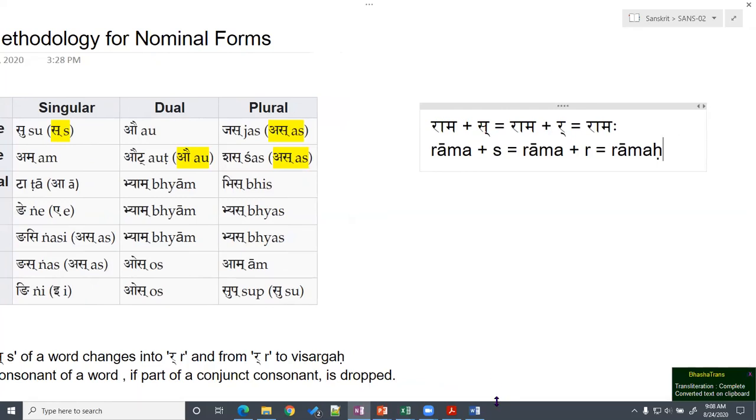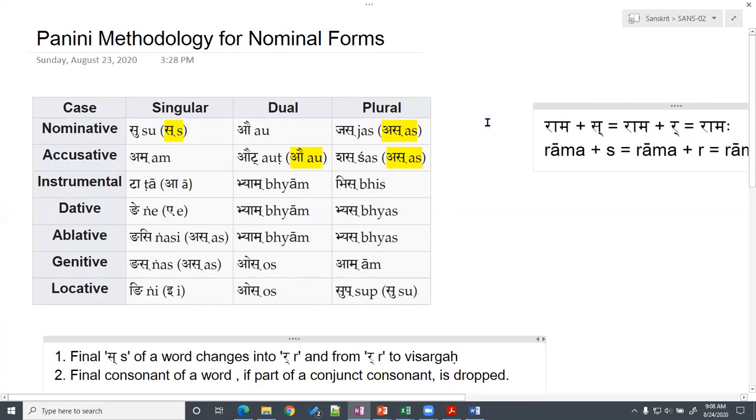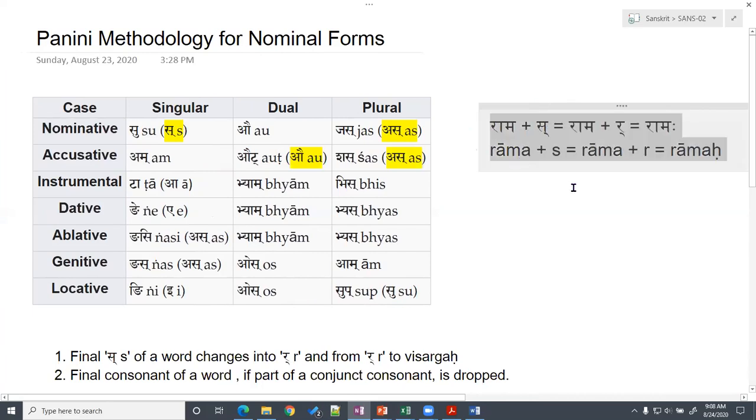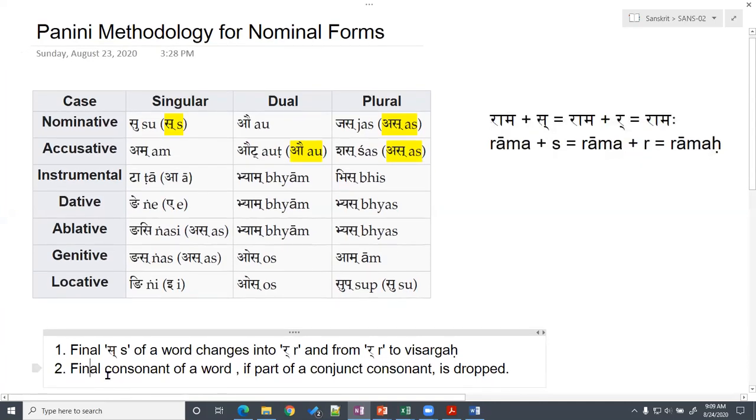So you see, of course, if you try to generate all the other forms using just these two rules, it will not work because there are lot many more rules. I just wanted to show you how Ramaha comes from this table, just one set. Another rule is that final consonant of a word, if it's a part of a conjunct consonant, is dropped. So we'll see the example of this.